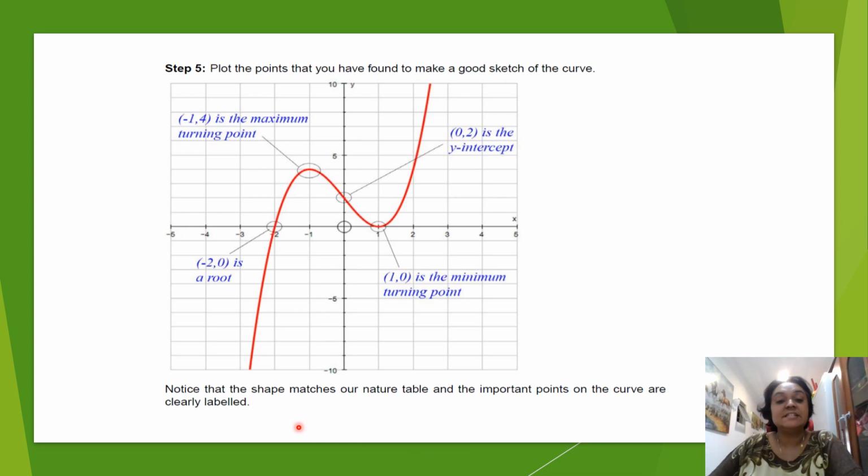Please take note that when you draw your shape, it should match the nature table, and you should also check back with the original function, which is a cubic function, and the graph should look like a cubic function graph. And please label all your turning points, all your x-intercepts and y-intercepts as they exist clearly on the graph that you sketched.